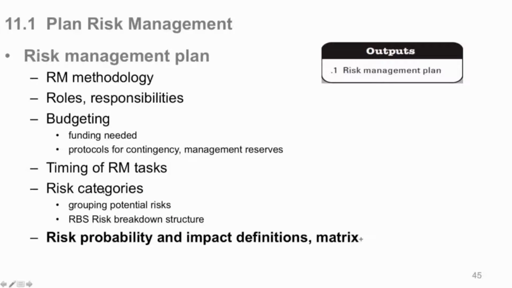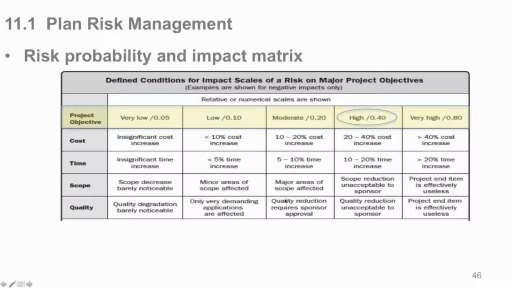Further on that, we were down here: risk probability and impact definitions, and a matrix, and here's what that would look like. This is your probability and impact matrix for risk. Your project objectives over here, your cost, time, scope, and quality, are the major objectives you're trying to manage throughout the project. And up here, you would either get these predefined from your company already, or you need to make up your own.